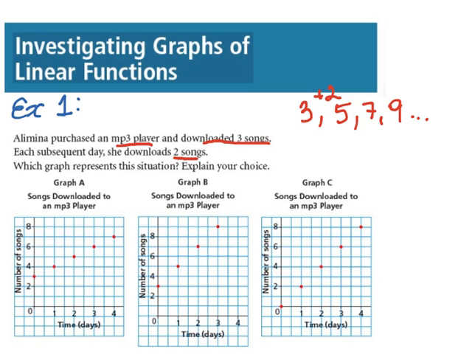So let's use this information to analyze our graphs. Let's take a look at our graph C first. Initially, the graph says that when Elimina purchased the MP3 player, she had no songs. That's true, however, the same day she got 3 songs. So that's why this graph is not correct.